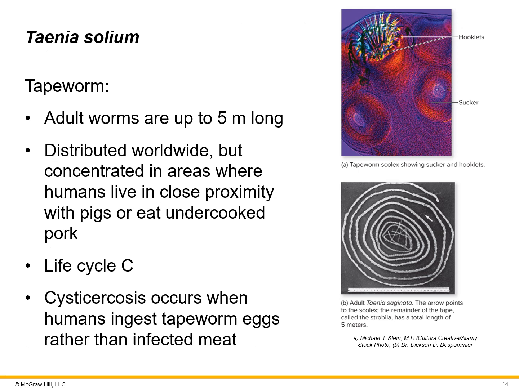All right, the tapeworm here, Taenia solium. These adult worms can be really long, up to 5 meters. They're distributed worldwide, but concentrated where people are living in close proximity to pigs and undercooked pork. Again, life cycle C is commonly used here, where it has that intermediate host. The pigs would have taken the eggs, the larvae would hatch and become worms, and then we would consume the infected pork that contains the worm. Cysticercosis occurs in humans ingesting the eggs rather than the infected meat.